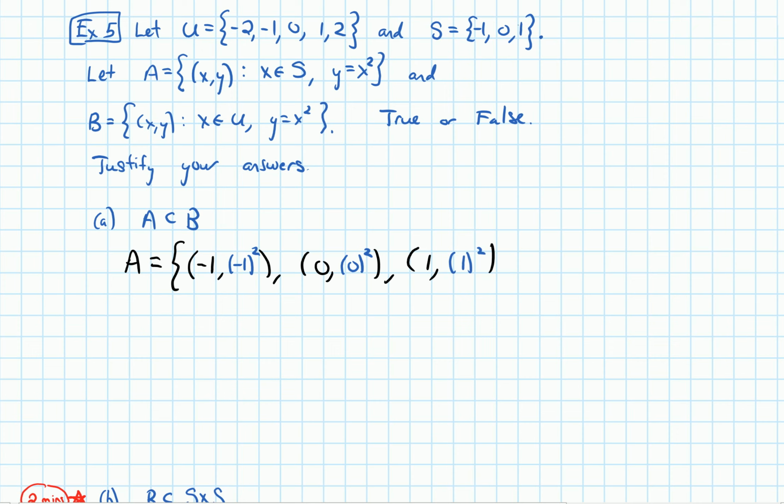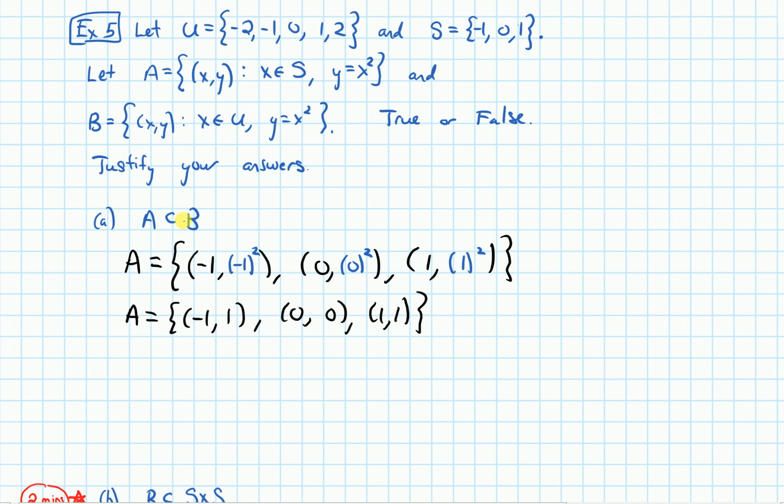Those are the elements of A. And I can simplify this and get A is equal to (-1, +1), because that's what -1 squared is, and then (0, 0), (1, 1). And there we have it. Those are the elements of the set A.